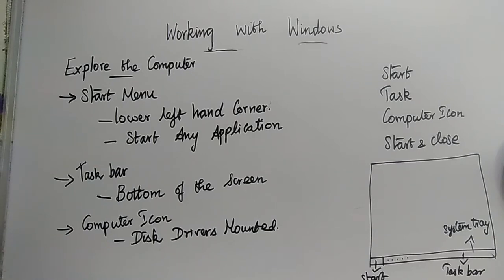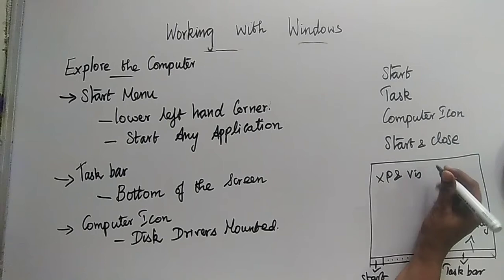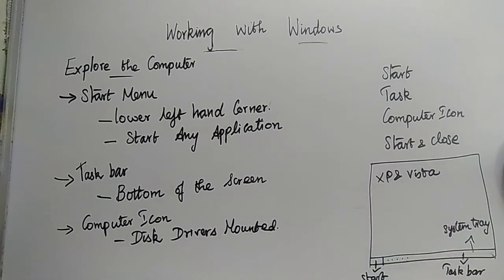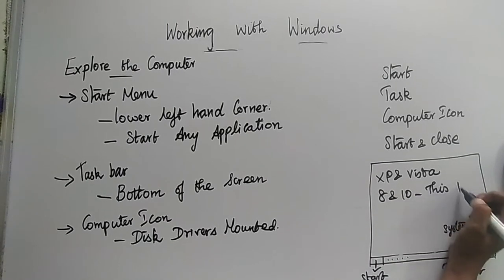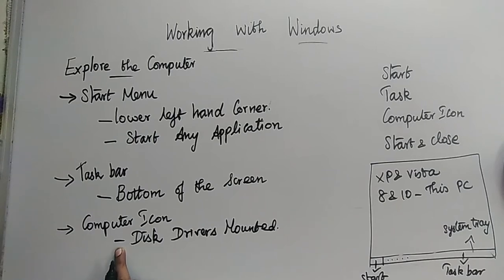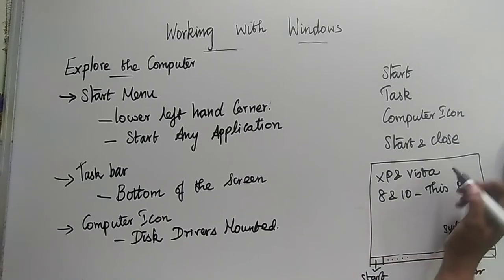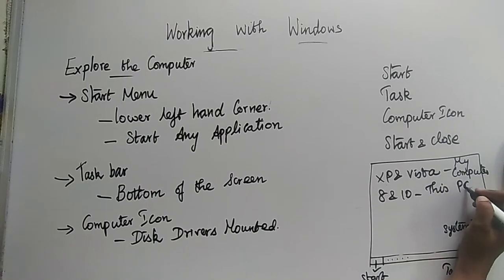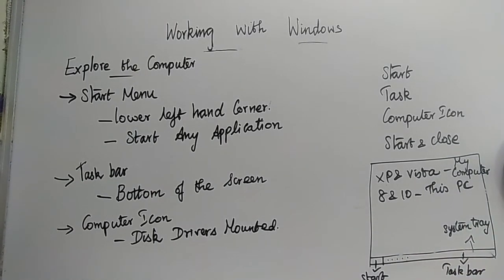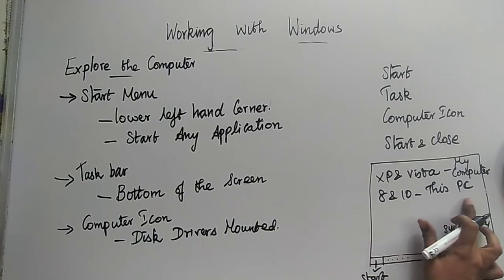In Windows XP and Vista, this icon is called my computer. But in the case of Windows 8 and 10, it is called this PC. So I will write it here. This icon is called by the same name in XP and Vista, that is my computer. But in Windows 8 and Windows 10, this icon is called this PC.